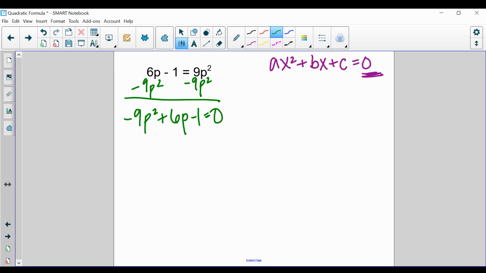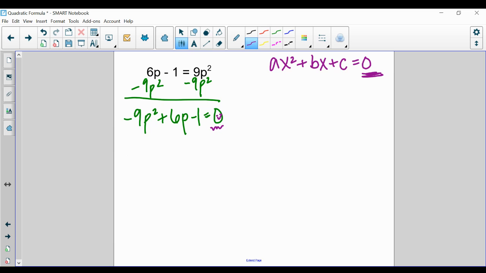Now you might be asking yourself, why is Mrs. Jones using the variable p instead of x? I just want to expose you to different options. You're going to see different variables on different types of tests, so it's good to get used to it. All right, now we have this wonderful 0. Yay. So here we go.